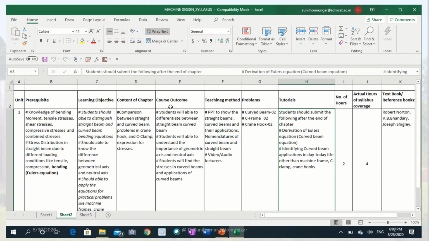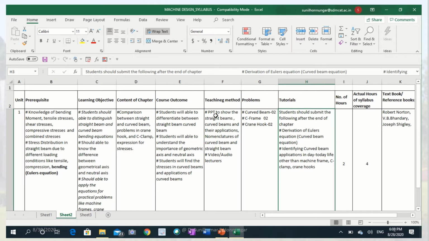Then one is objective, and another one is course outcome. Outcome means what you have after learning. Students will be able to differentiate between straight beam and curved beam. This was the objective, so after going through the syllabus you will know that. And then you will be able to understand the importance of geometrical axis and neutral axis. Here the same thing is being told. So this is objective, this is outcome, nothing more than that. And you will find the stresses in curved beam and applications of curved beam.